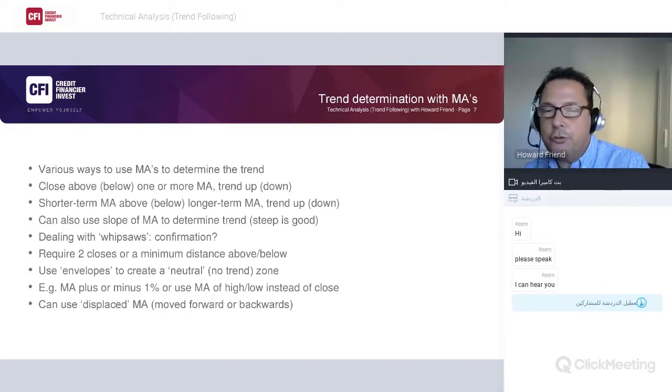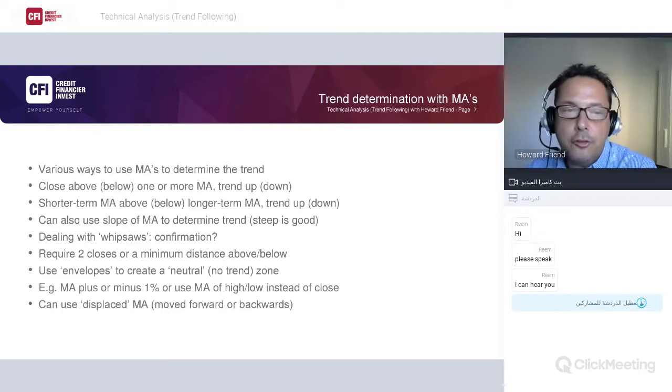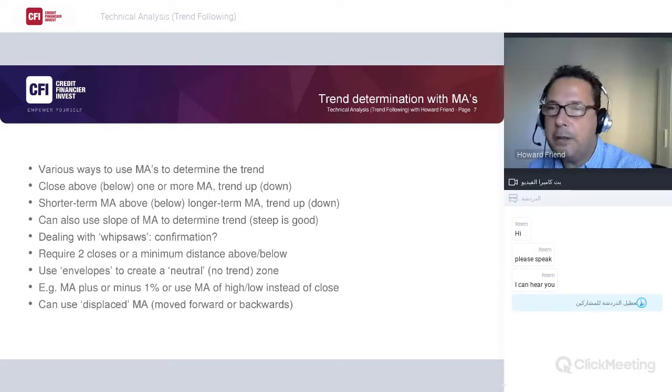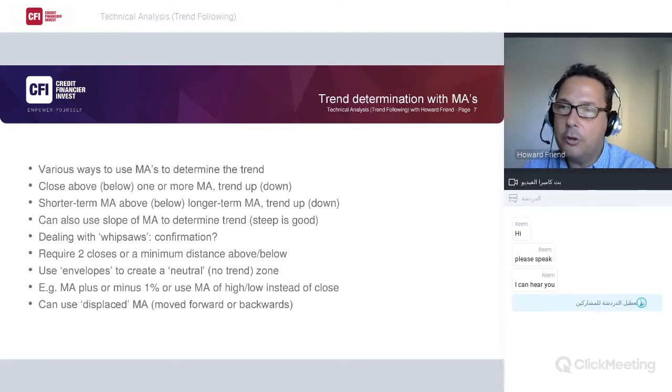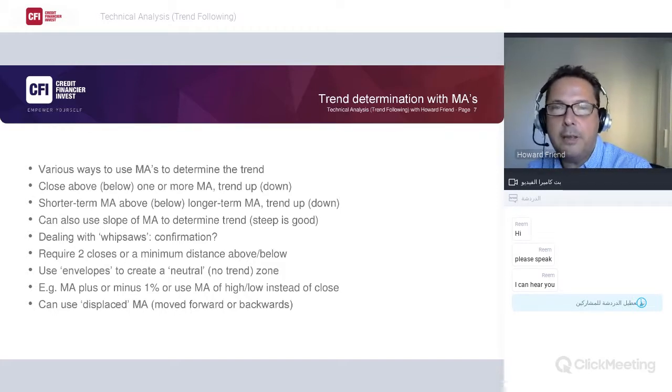The next way that technicians like to do it is to look at shorter term, to compare two moving averages, to compare a shorter term moving average to a longer term moving average, and look for the crossover between the two moving averages. So if the shorter term moving average is above the longer term moving average, the trend is said to be up. And if the shorter term moving average is below the longer term moving average, the trend is said to be down.